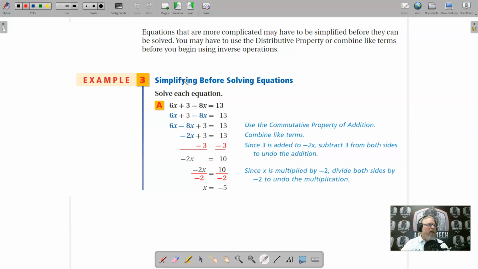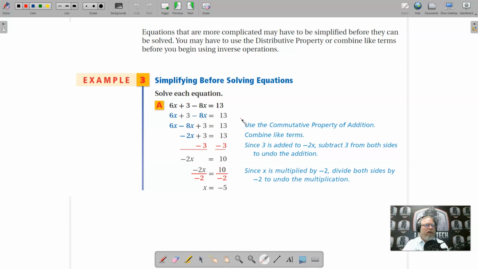All right, moving along. Equations that are more complicated may have to be simplified before they can be solved. You may have to use distributive property or combine like terms before you begin using inverse operations. So example 3, simplify before solving equations. So we have to simplify this, and we have 6x plus 3 minus 8x equals 13.